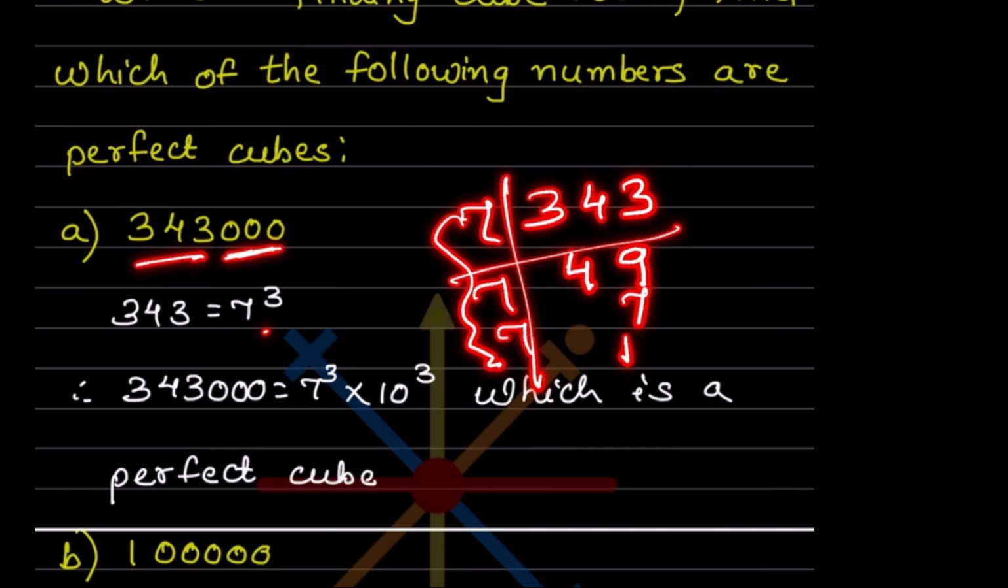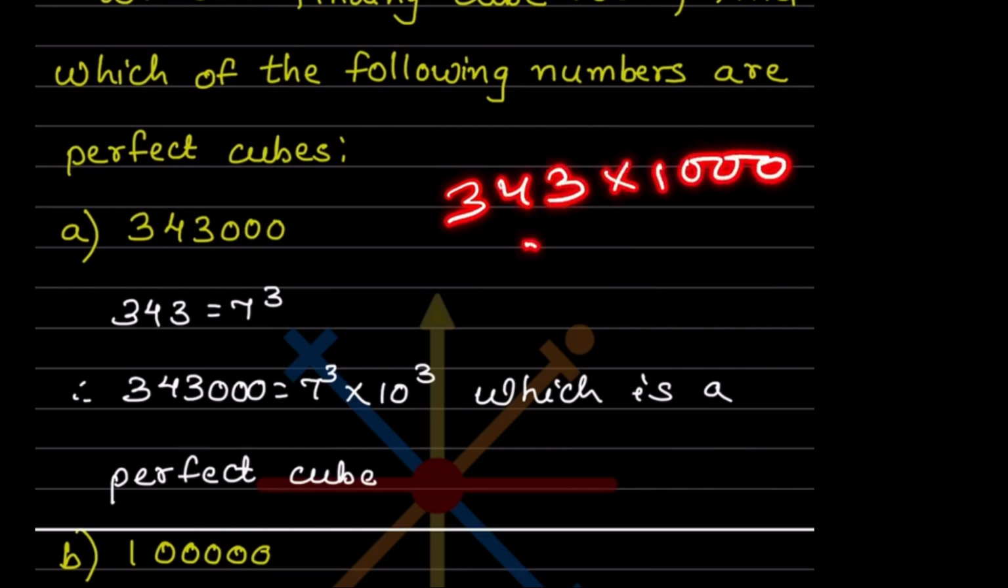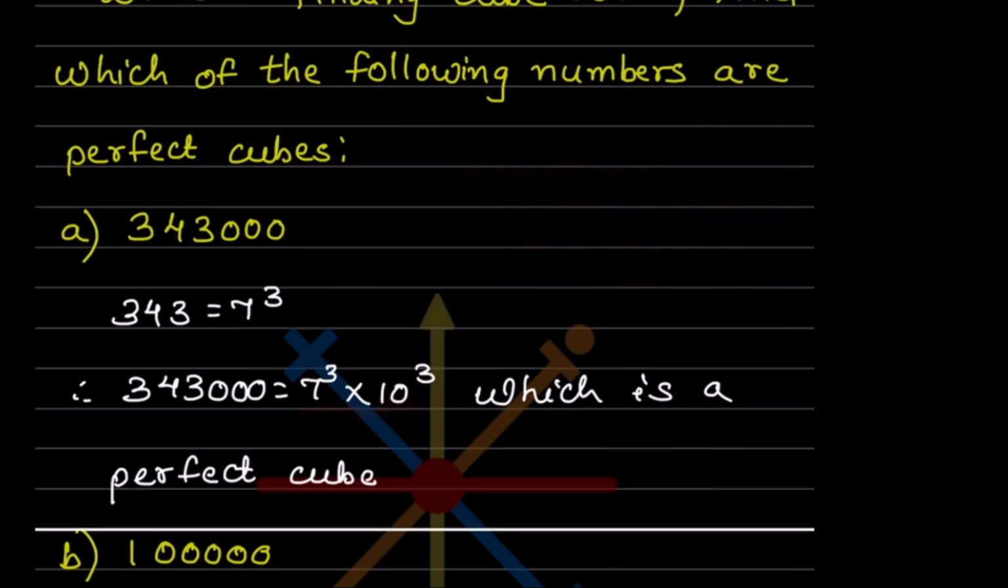Then now here we have 3 zeros. 3 zeros means we can consider it as 343 into 1000. So 343 is 7 cube and this will be 10 cube. So this is what I have written here. So definitely this is a perfect cube, and not a square.